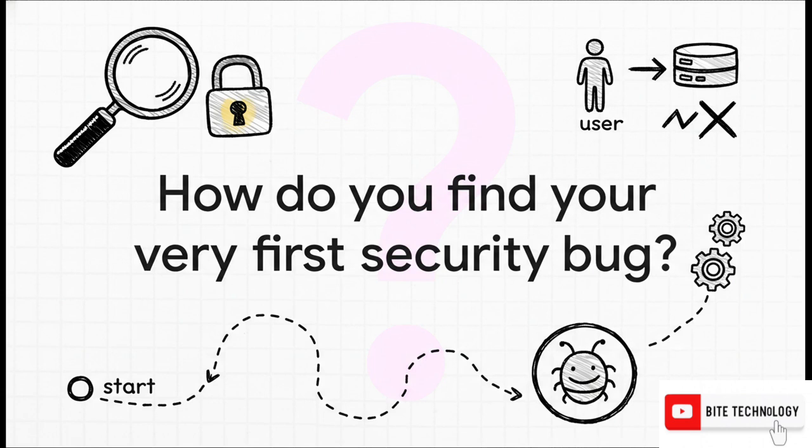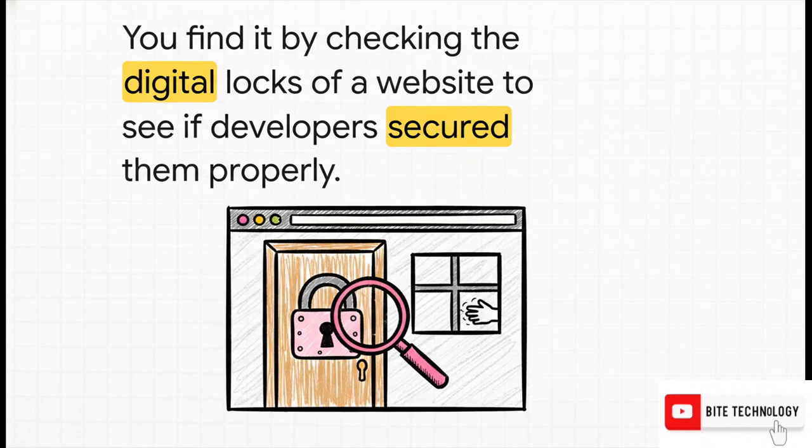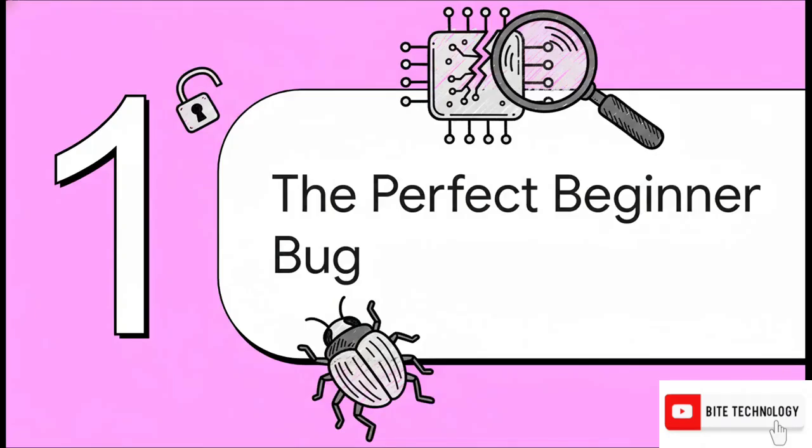Right, so that's the million-dollar question, isn't it? How do you actually go from knowing nothing to finding that first real-world vulnerability? The answer is probably simpler than you think. You do it by checking the digital locks. Seriously, you just test the doors and windows of a website to see if someone forgot to lock up properly.